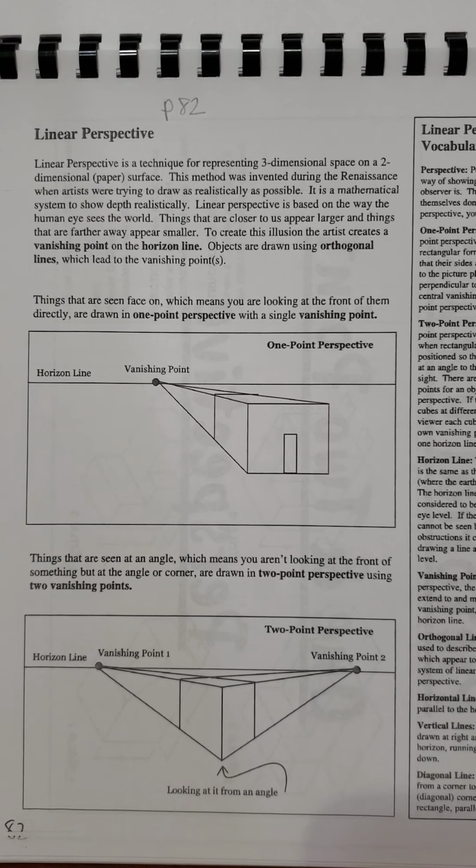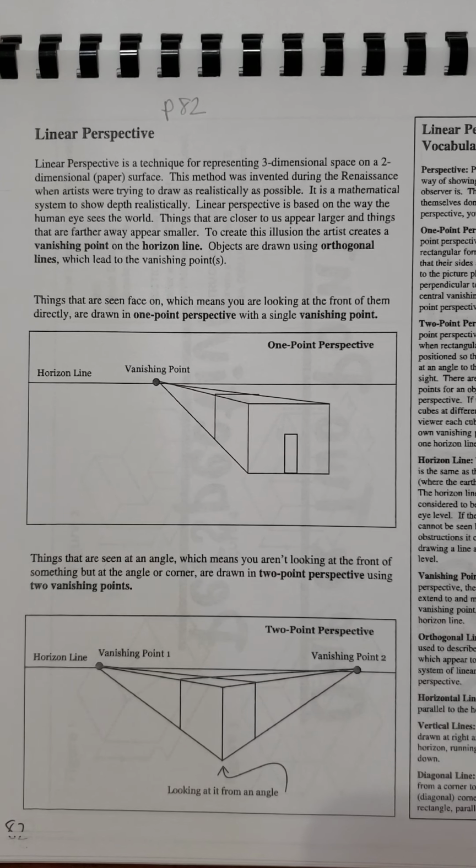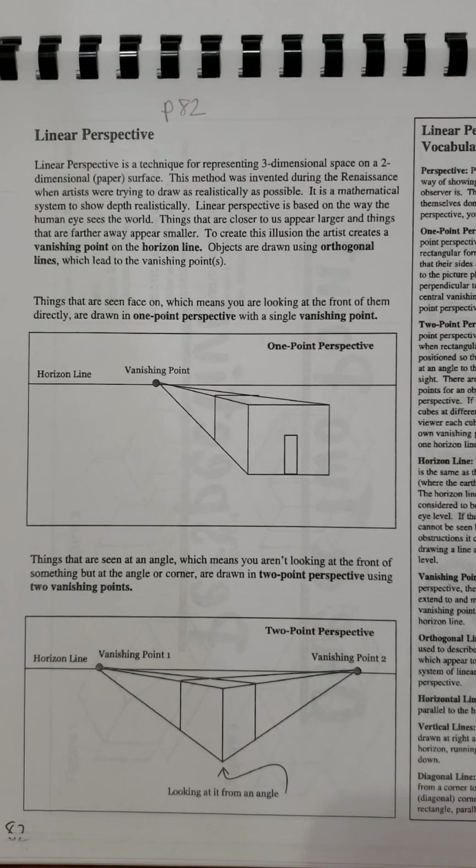Linear perspective is a technique for representing three-dimensional space on a two-dimensional surface, such as paper. This method was invented during the Renaissance when artists were trying to draw as realistically as possible. It is a mathematical system to show depth realistically. Linear perspective is based on the way the human eye sees the world. Things that are closer to us appear larger, and things that are farther away appear smaller.